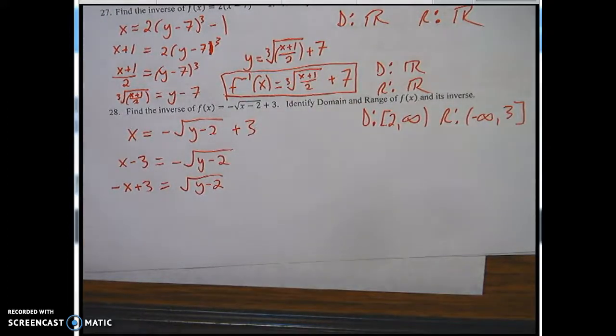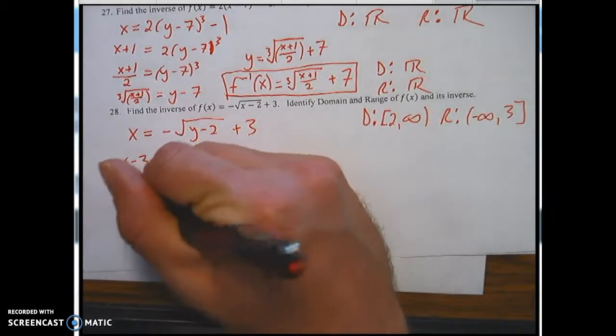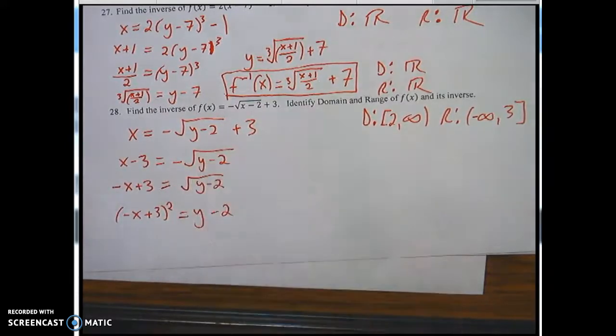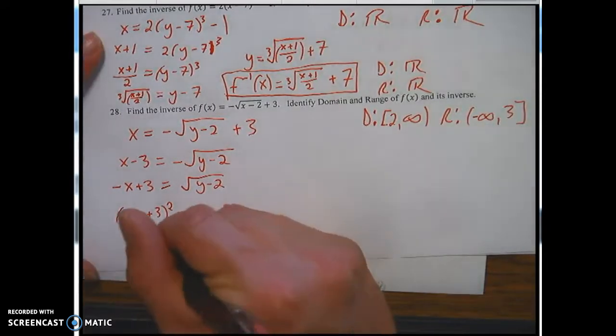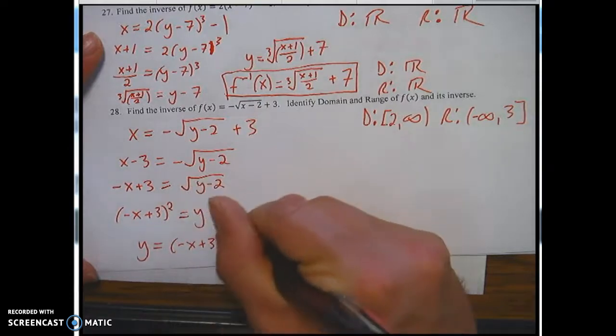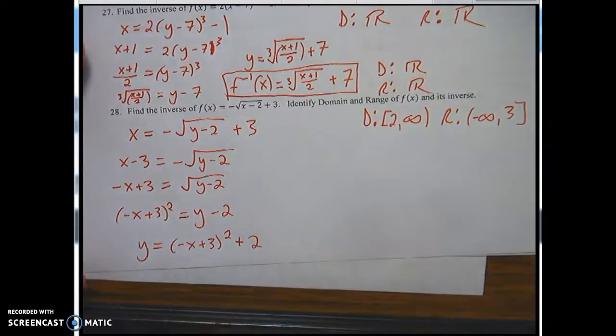At this point, you want to square both sides to get rid of the square root. Don't worry about foiling that out. Just leave it like that. That's nice and pretty. You don't need to foil this out. Just leave it just like that. And the last step, add 2 to get (negative (x minus 3)) squared plus 2. That's our inverse.